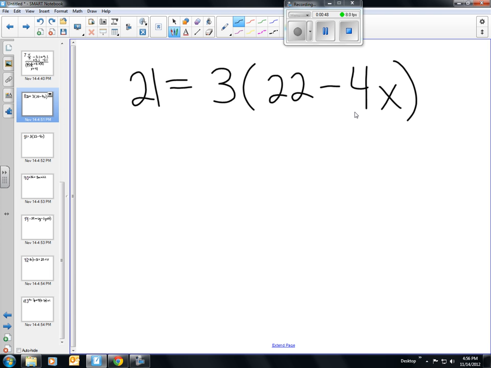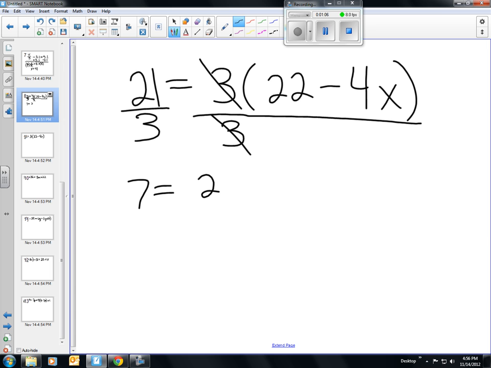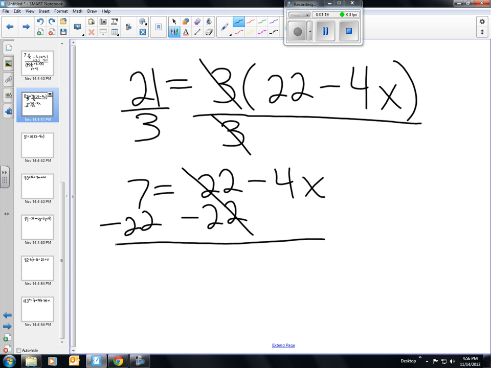If I work backward, starting with the 3, I'm multiplying the 3 times everything inside the parentheses, so to undo that, I need to divide by 3 on both sides of the equation. Then the 3's cross divide to 1, and the left side will be equal to 7. So I'll be left with 7 equals 22 minus 4x. The next part would be to subtract 22 from both sides. Over on the right side, 22 minus 22 would be equal to 0, and then here we have -15 equals -4x.